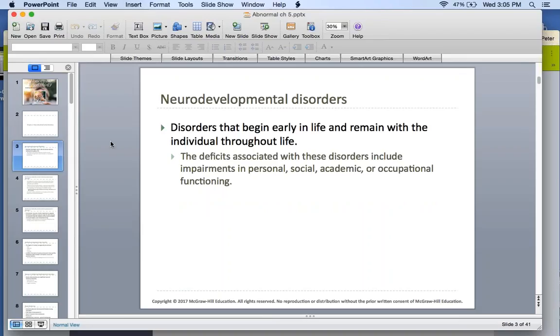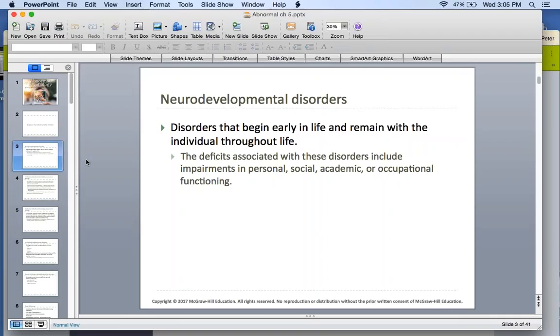A neurodevelopmental disorder in general. Okay, these are disorders that begin early in life. Okay, they remain with that individual throughout life. So these used to be called childhood disorders. They're now called neurodevelopmental disorders. Again, the idea is that this is something that's not going to change.